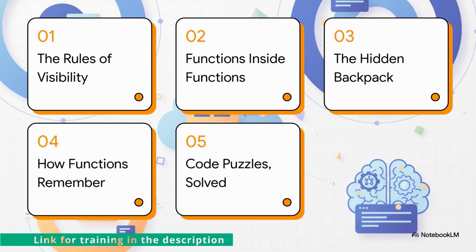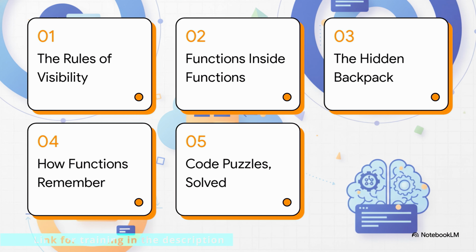Keep that question in your head because we're going to have the answer by the end of this. So how are we going to get there? Well, here's the plan. First, we'll talk about the basic rules of visibility. Then we'll get into functions inside other functions. After that, we'll unpack this idea of a hidden backpack that functions carry around. And finally, we're going to tackle a few more code puzzles to make sure this all really clicks.